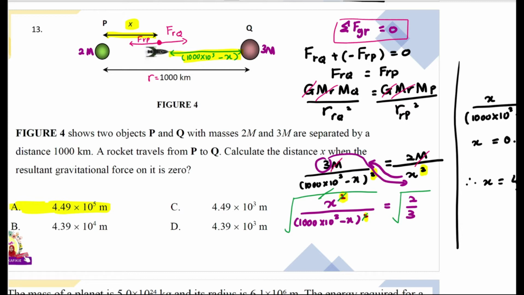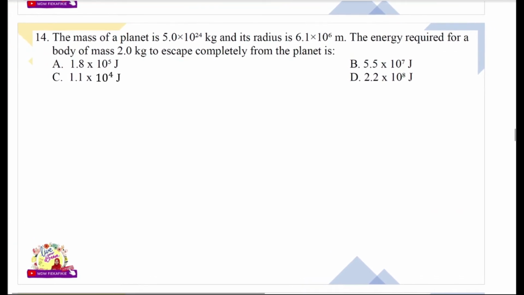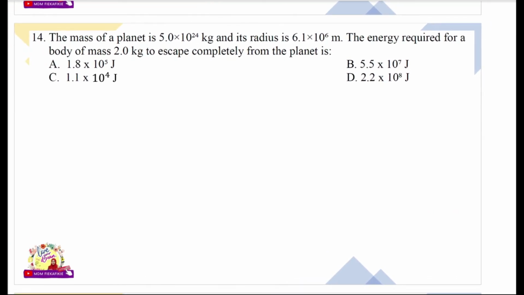So question number 14. Alright, so let's try to read the question first. Okay, so here we have the mass of the planet is 5 times 10 power of 24 kg, and it is given, so this is the mass M, and this is the radius of the planet, and this is R. So the energy required for a body of mass 2 kg to escape completely from the planet is, so we want to calculate V escape.